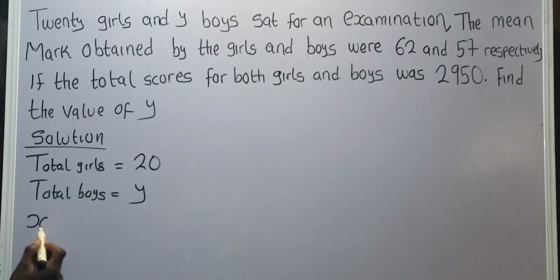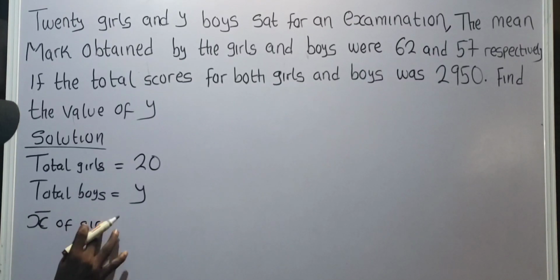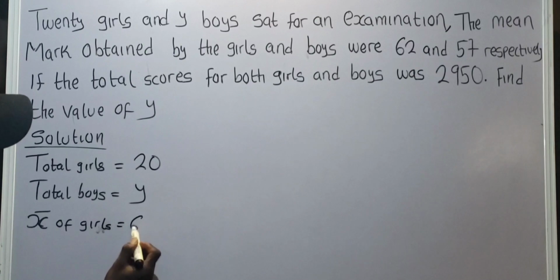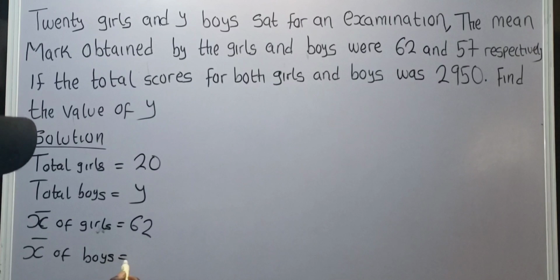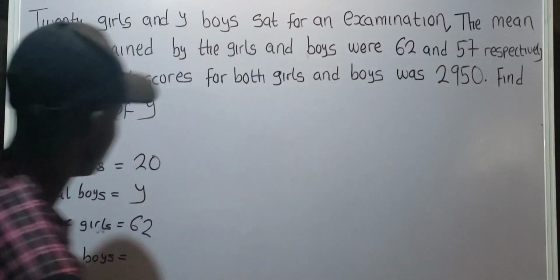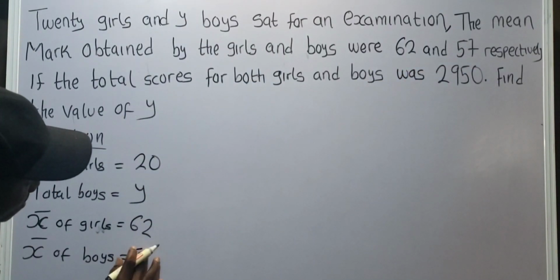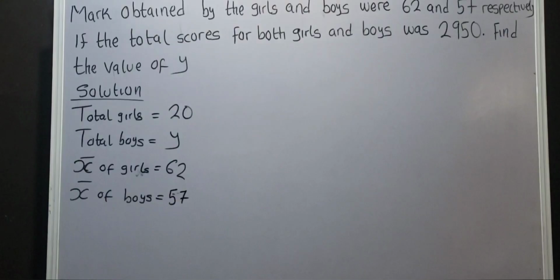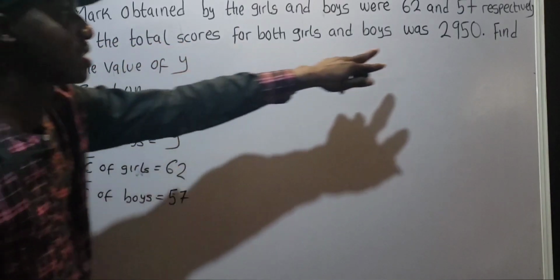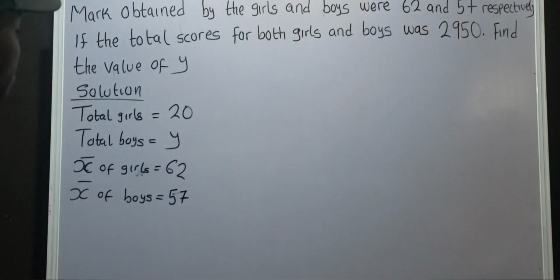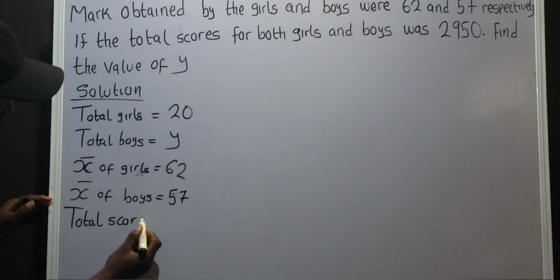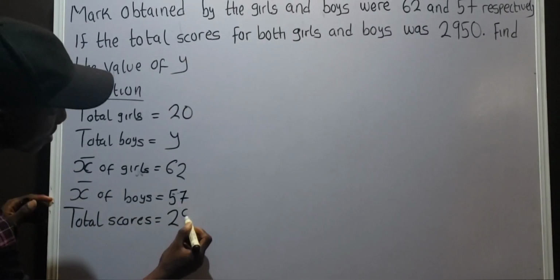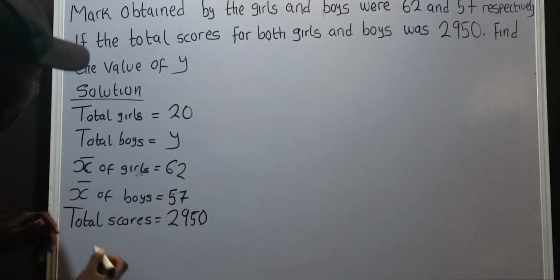So let me represent it as x bar. The x bar of girls, the mean of girls, is 62. And the mean of boys is 57. So let me represent it as 57. Now, the total scores is 2,950. The total scores is equal to 2,950. Find the value of y.